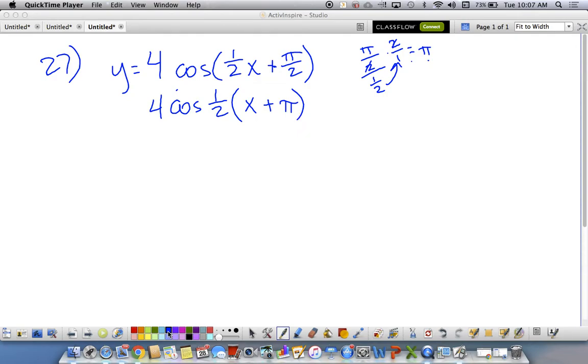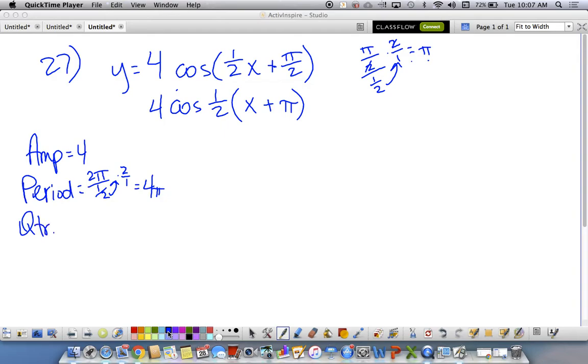And so then, what questions do they ask you? What's the amplitude? 4. What is the period? 4 pi. 2 pi divided by 1/2, which we flip and multiply times 2 over 1. So we have 4 pi. What's your quarter period? Pi. What is your vertical shift? 0.